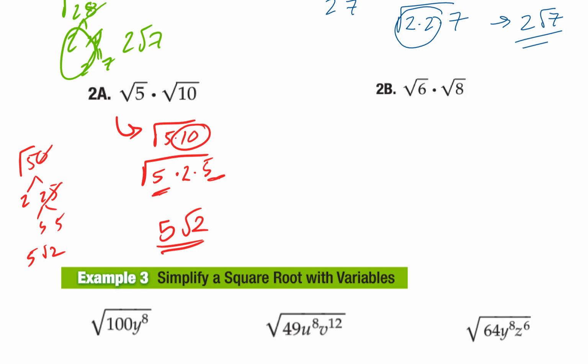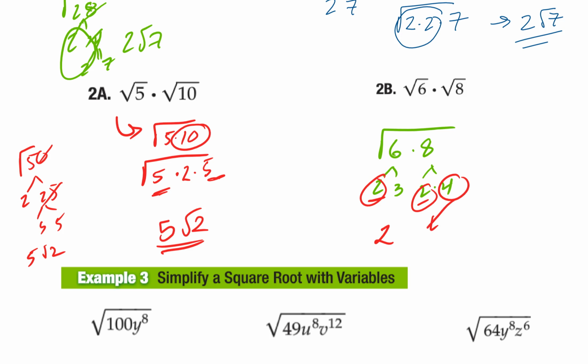6 times 8. Last one of these we're going to do. So I'm going to get 6 times 8. And again, instead of multiplying together, just break it down here. That's 2 times 3. That's 2 times 4. You can break down some more, but there's lots of things happening here. First, I have a pair of 2s, so 2 comes out. Second, I know what the square root of 4 is. That's also 2. So another 2 comes out. We're left with 3 inside. So 4 rad 3.